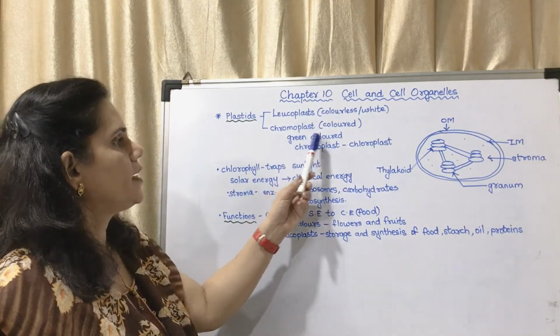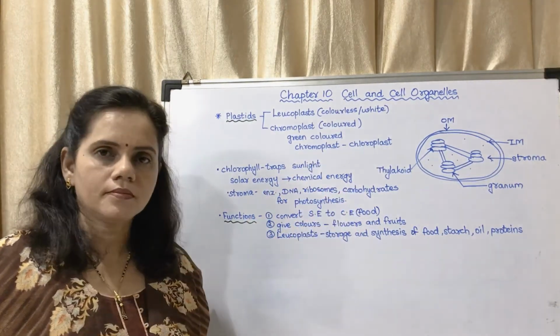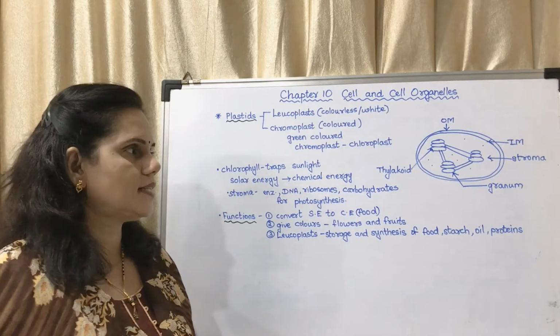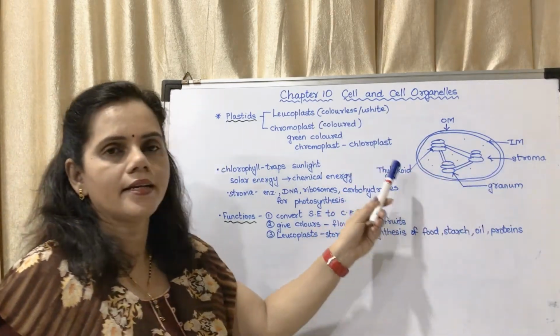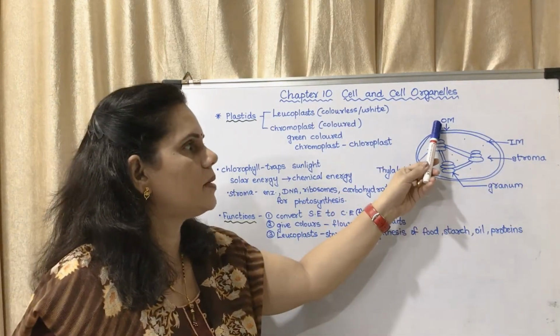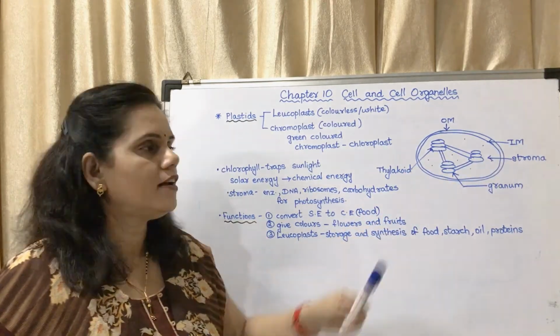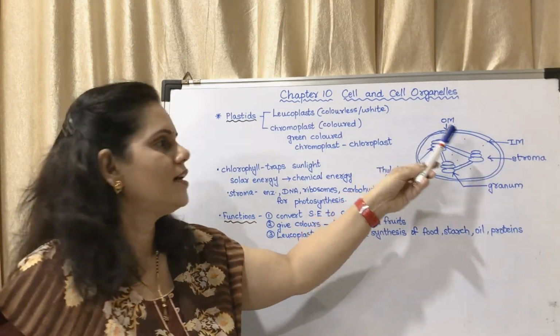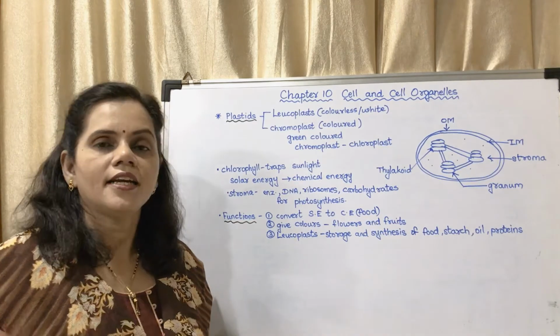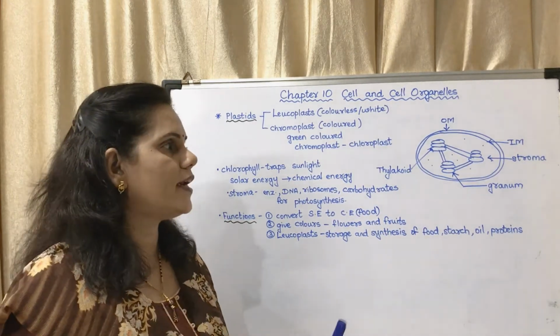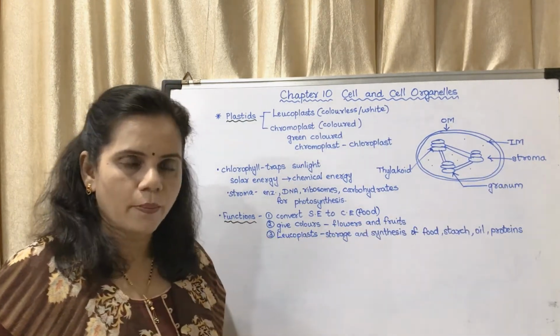Okay, so the green colored chromoplast is called chloroplast. It is a double membraned structure. There is an outer membrane and inner membrane. Okay, this is outer membrane, this is inner membrane. Inside there is a matrix, a fluid, which is called stroma.